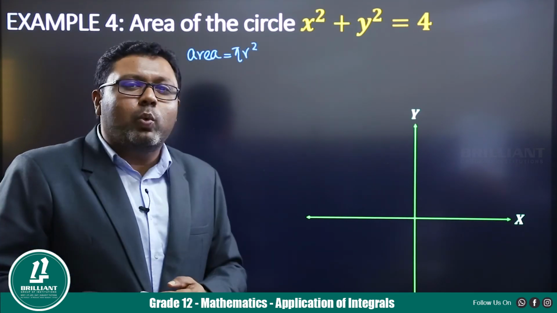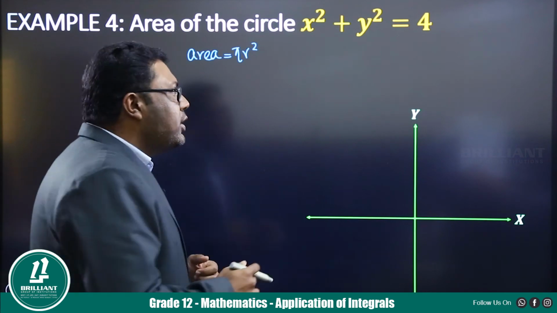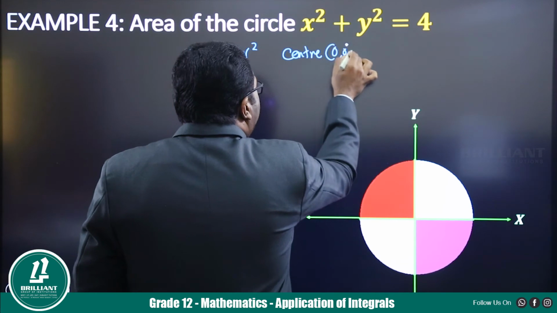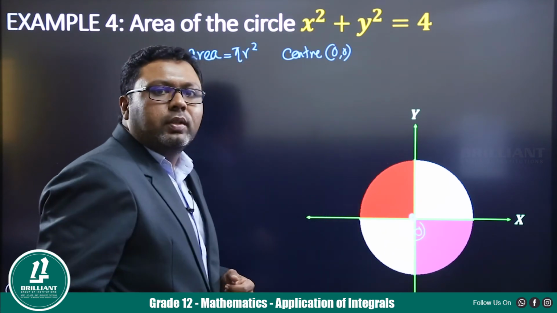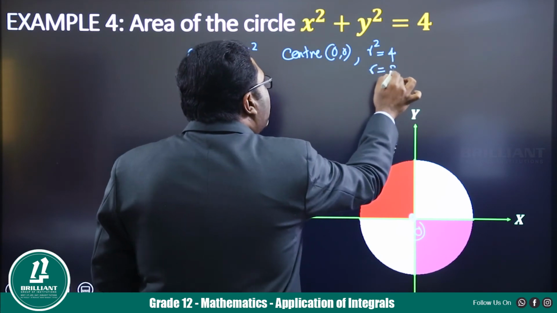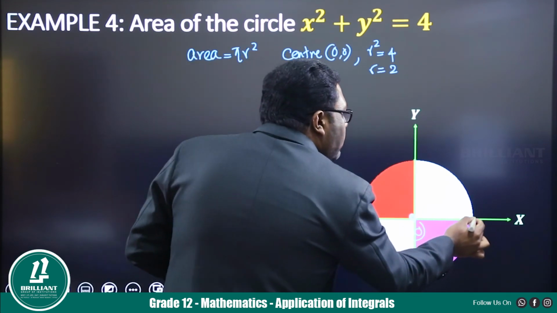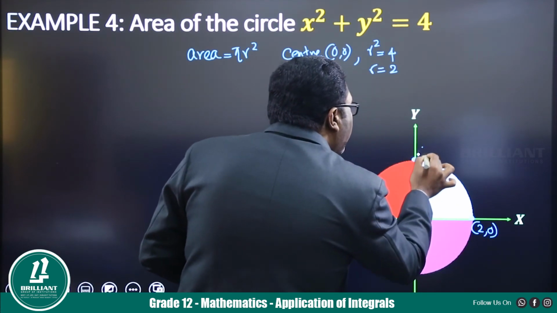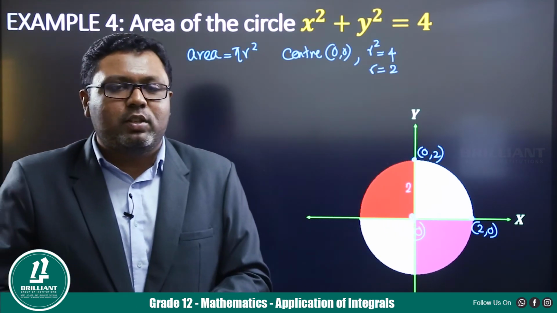Now this is x squared plus y squared is equal to 4. From grade 11 conic sections, you know that this is the standard equation of a circle with center 0, 0. The radius r squared is equal to 4, so r is equal to 2. So this is a circle with radius 2. The coordinates over here are 2, 0 and 0, 2, no doubt, because this is a circle with radius 2.